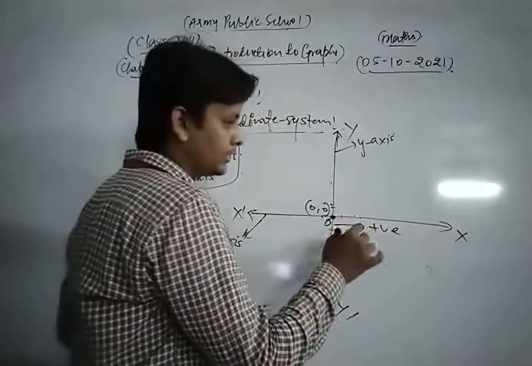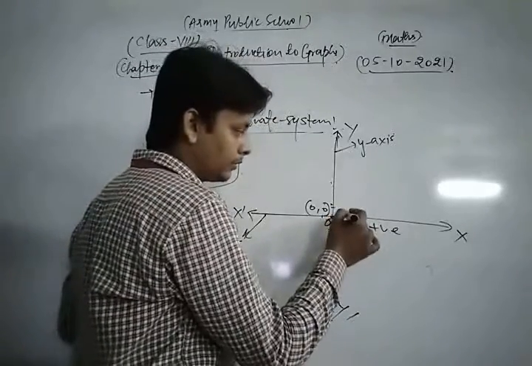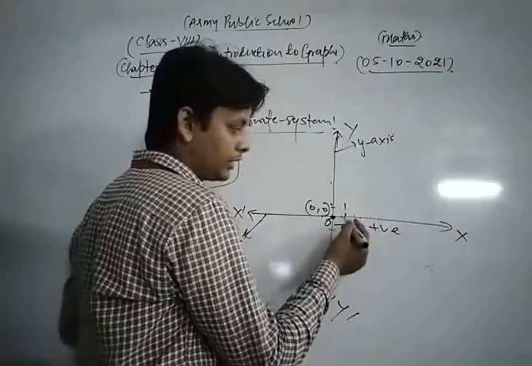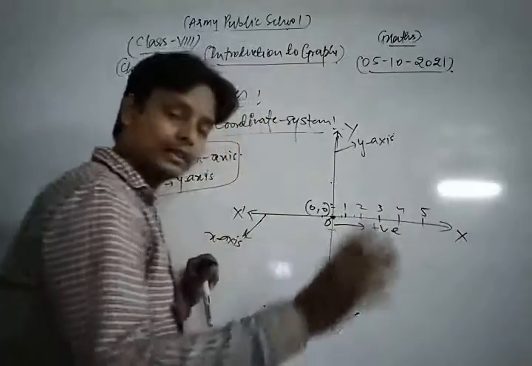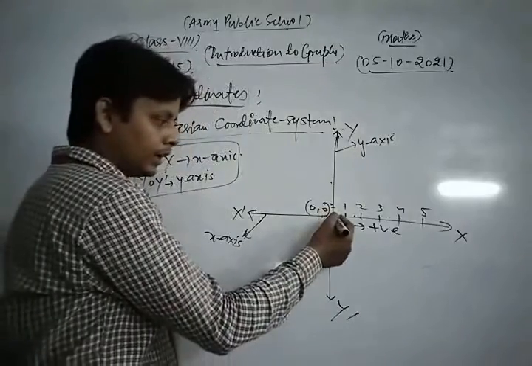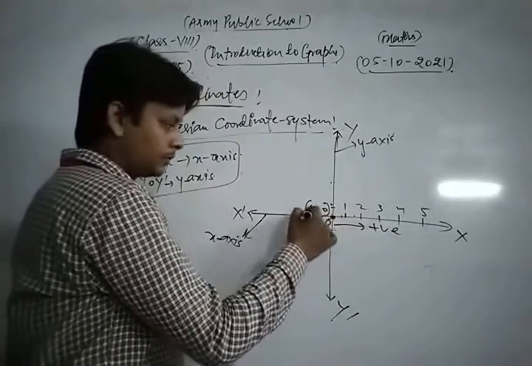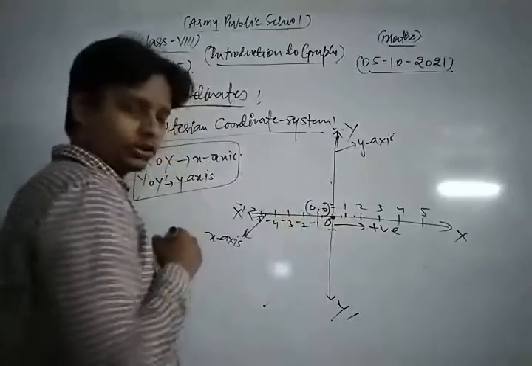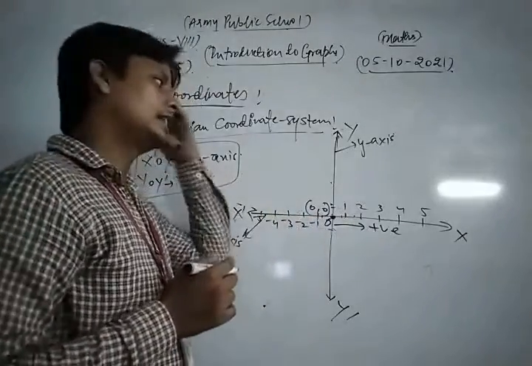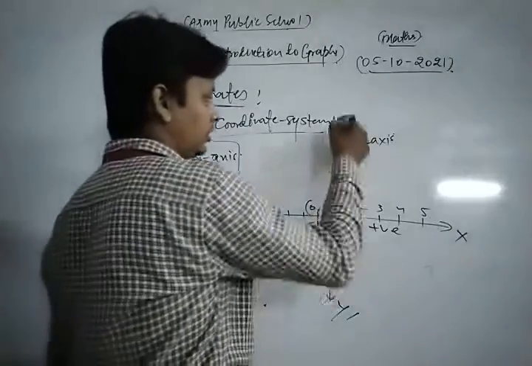Means all the points which lie on that side are always positive. We take +1, +2, +3, +4, +5, and the set of points which lie to the left side of the origin, that is -1, -2, -3, -4, -5, and so on. And all the set of points which lie along the y-axis.